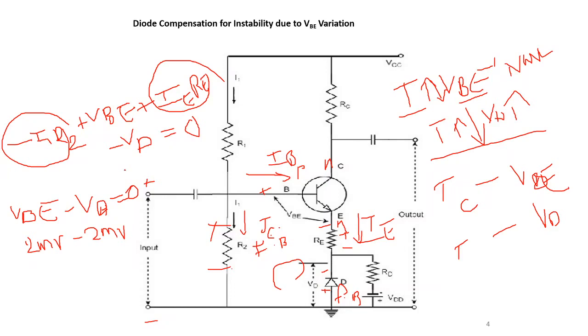So that's why the VBE has been compensated, and whatever variation has been got with respect to temperature has been nullified.